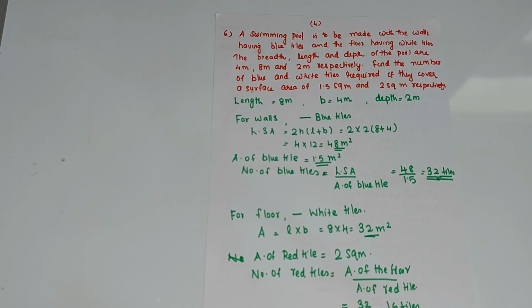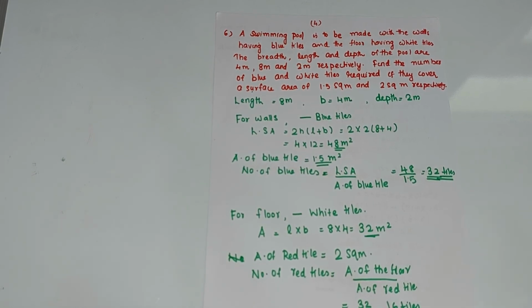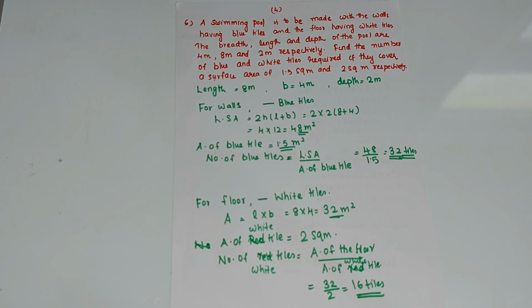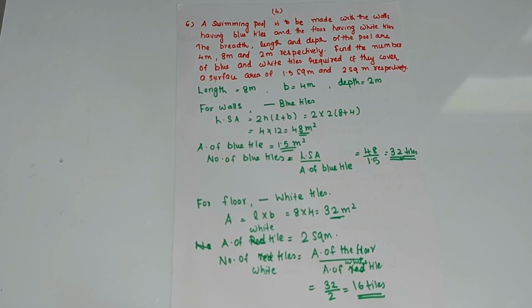Find the number of blue and white tiles required if they cover a surface area of 1.5 square meter and 2 square meter respectively. That is, the area of the blue tile is 1.5 square meter and the area of white tile is equal to 2 square meter. So we have to find out the number of blue tiles and number of white tiles. So length equal to 8 meter, breadth equal to 4 meter, depth equal to 2 meter. These are the measurements of the swimming pool.